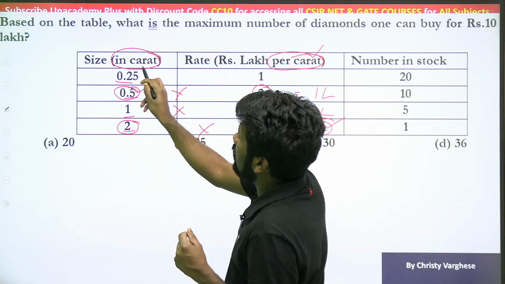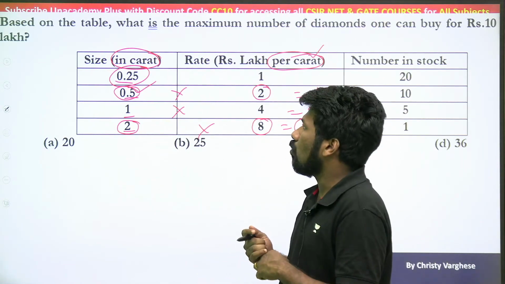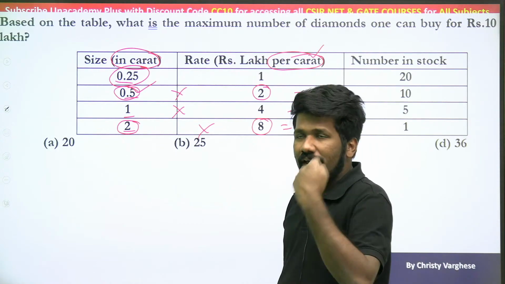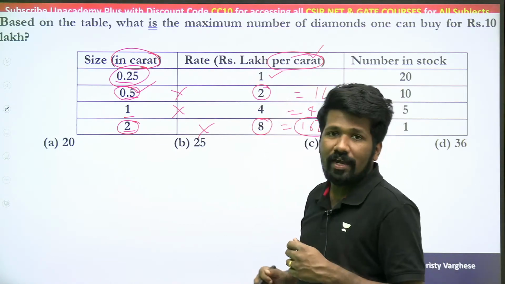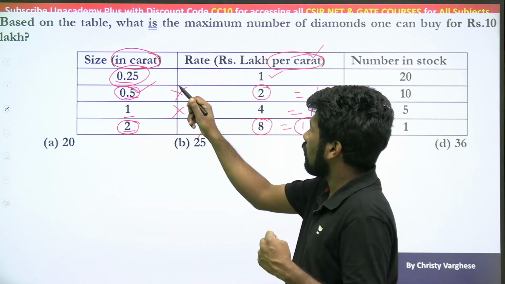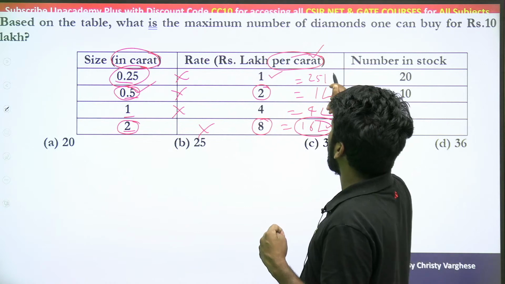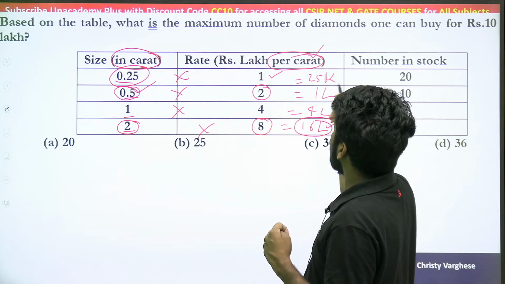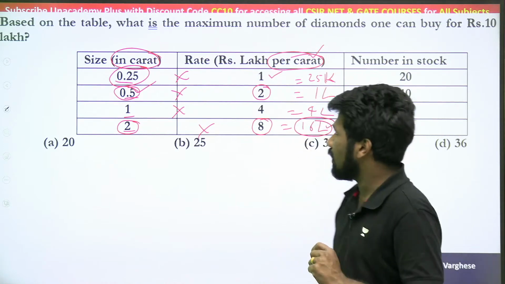And here 0.25, that means quarter, it is available in quarter carat. The price of 1 carat is 1 lakh. Price per carat 1 lakh is given. So the price of a quarter carat, 0.25 into 1 lakh, will be 25,000 rupees. 25,000 rupees. Is that clear, all of you? So this is the most important thing you should understand here.